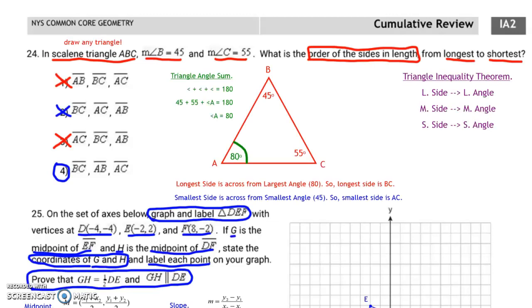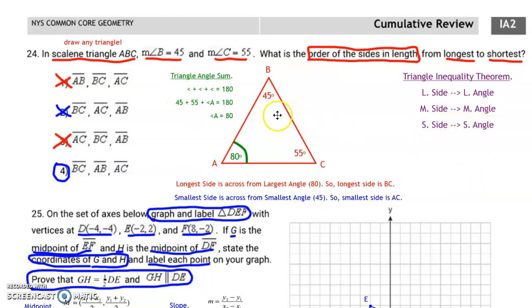Here's another example of a triangle theorem that we went over in class. This is called the Triangle Inequality Theorem. It says that the longest side is across from the largest angle. The middle side is across from the middle angle, and the small side is across from the small angle.